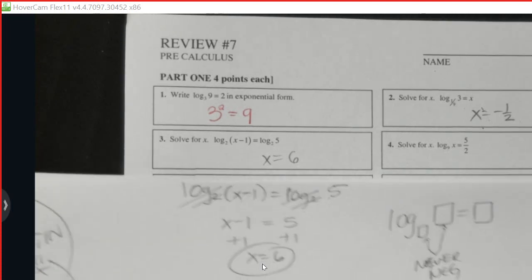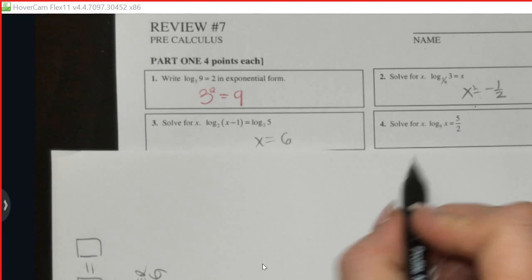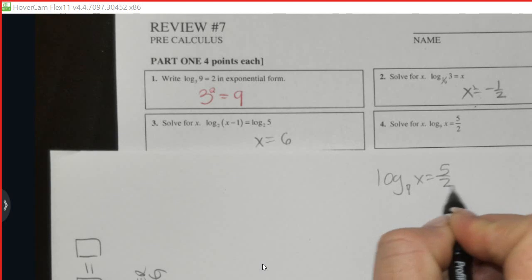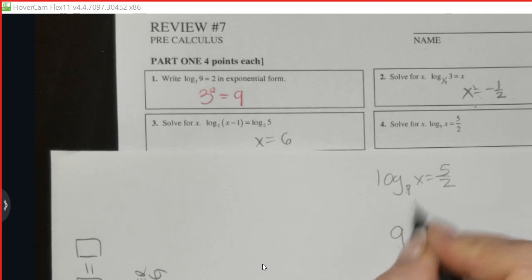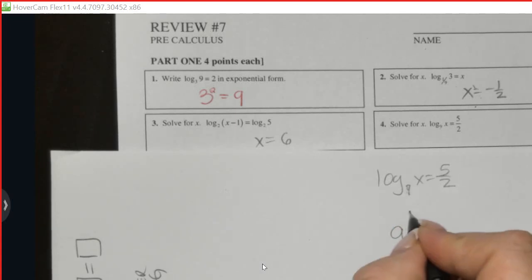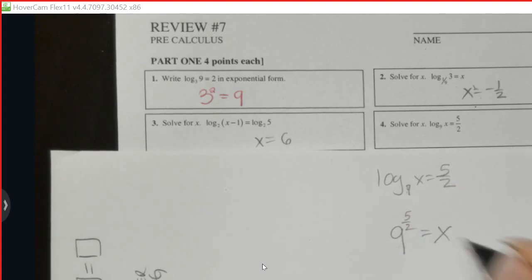Okay, let's look now at number 4. Log base 9 of x equals 5/2. So I'm going to write this in exponential form. That means the 9, the base, will remain the base. I'm going to go across the equal sign and grab this value and write it as an exponent, and then I go backwards equals x.